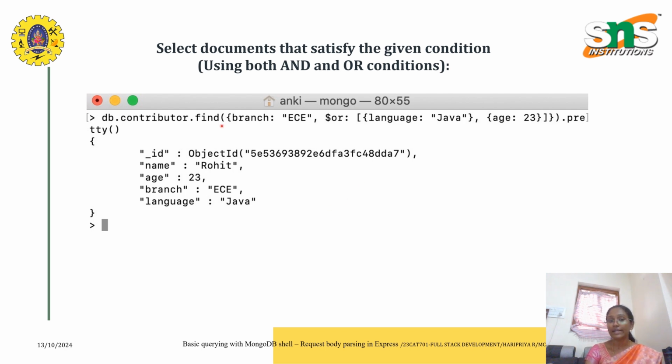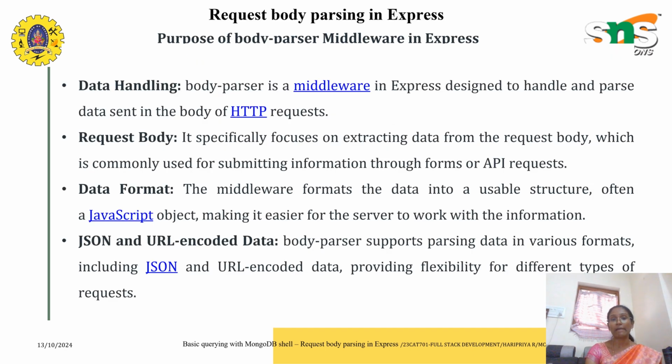So what is the condition? My branch is easy, so it will be displayed as easy. It's Java and age is 23. These are the conditions, and whoever matches this condition will be shown. It's like Rogit: only Rogit is age 23 in the easy department learning the Java language. So these are the things that will be filtered using the AND and OR methods. Next I will give some body parsing through your Express framework.